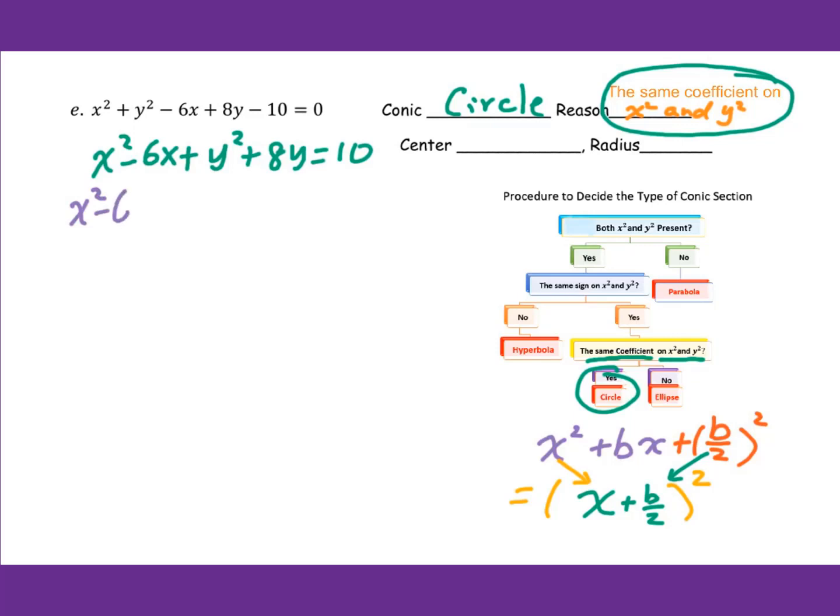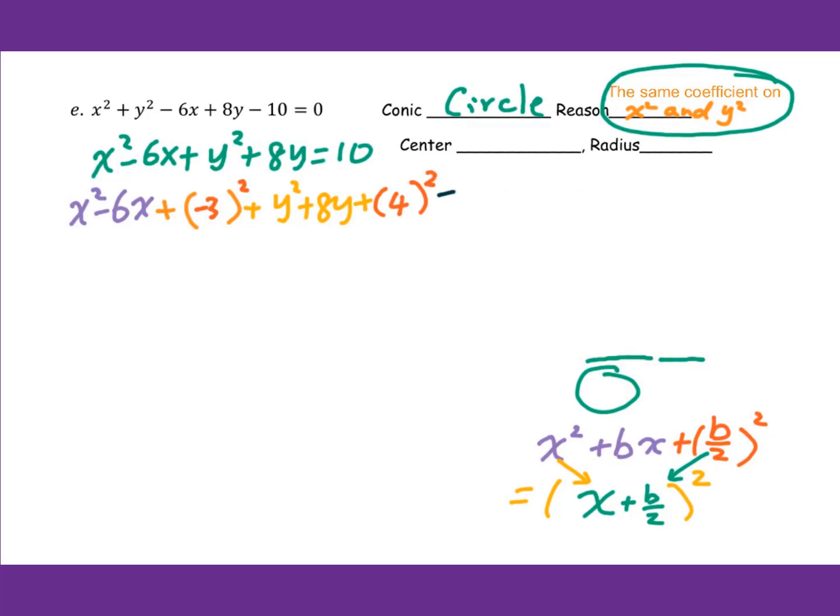Then for x squared minus 6x, you need to add b over 2 squared. That will be negative 3 squared. For y squared plus 8y, you need to add b over 2 squared. That will be 4 squared. Equals, this is a 10 bring down. Since you add negative 3 squared on the left side, you have to add to the right side. Since you add 4 squared on the left side, you have to add to the right side.